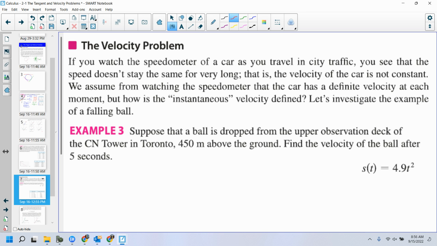Okay, let's investigate the example of a falling ball here. Suppose that a ball is dropped from the upper observation deck of the CN Tower in Toronto, 450 meters above the ground. This might seem familiar to some of you. Now we're going to calculate the velocity of the ball after 5 seconds.